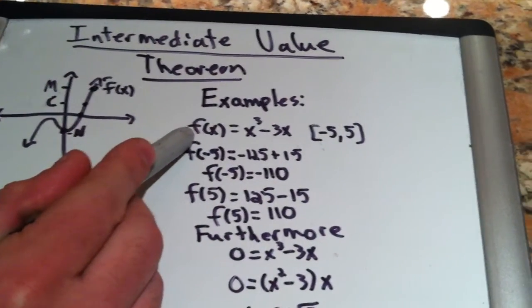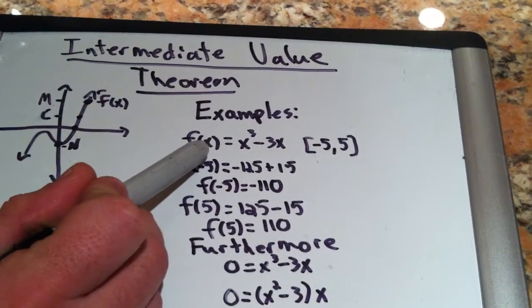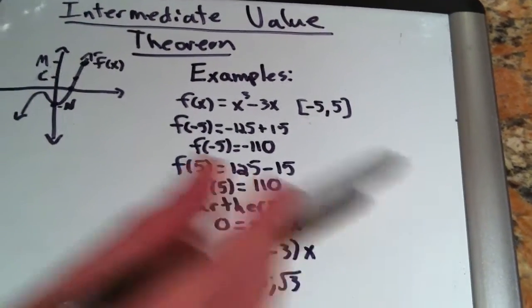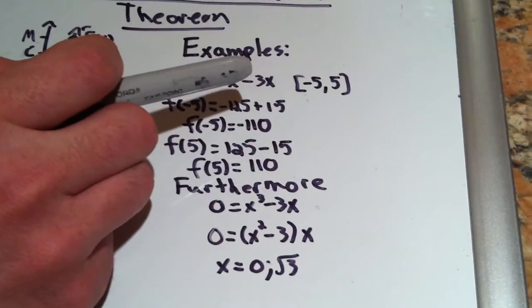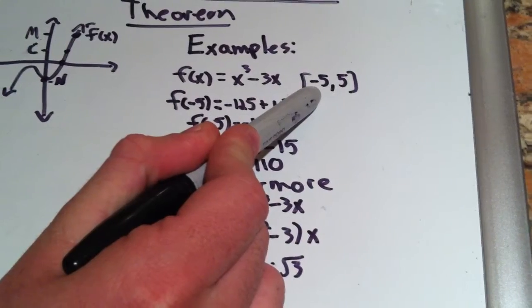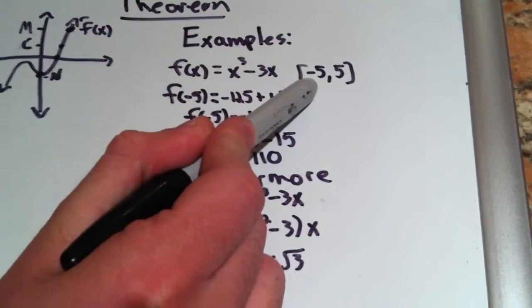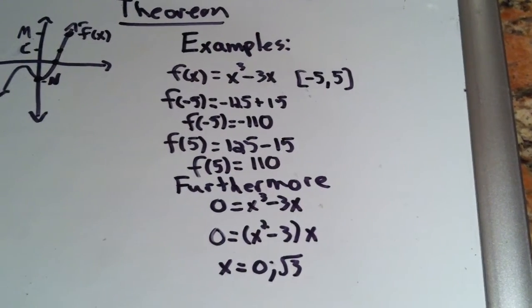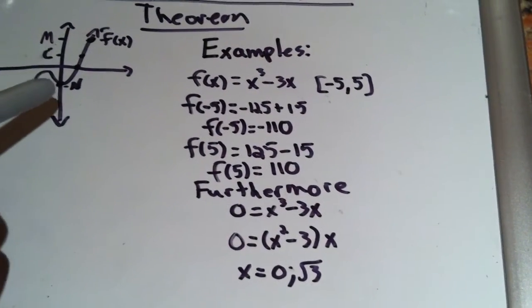Here we've named our function, f of x equals x cubed minus 3x. And we would be asked to determine, using the IVT, whether the function has zeros along a closed interval. I made the interval arbitrary, it's -5 to 5. So we would start by plugging each of the endpoints into the function.